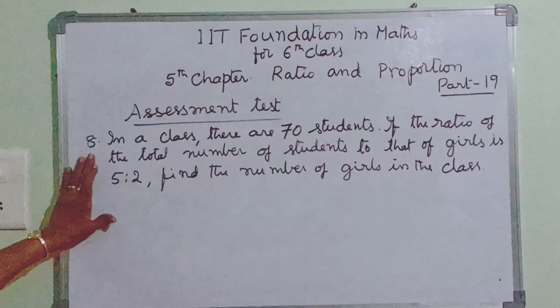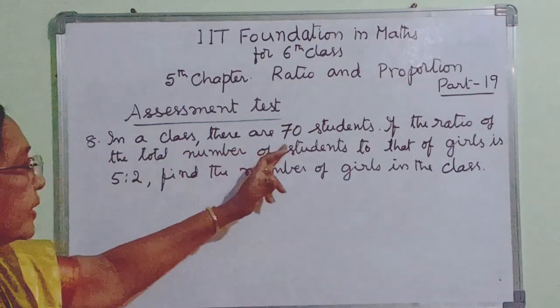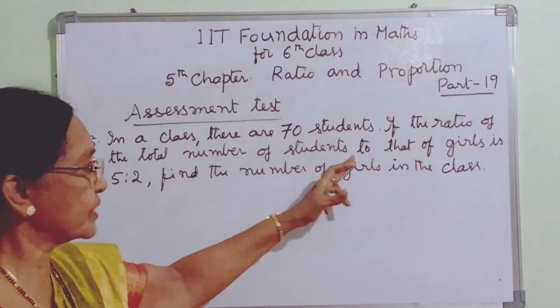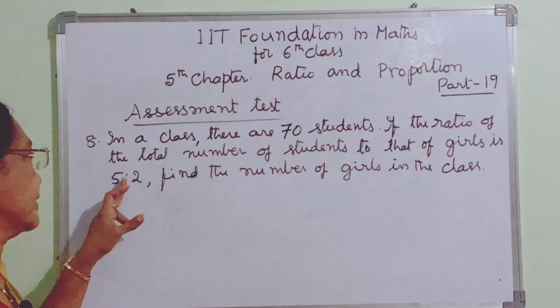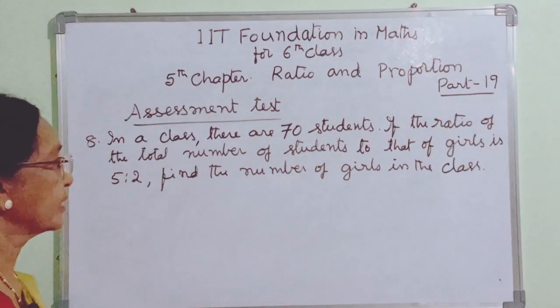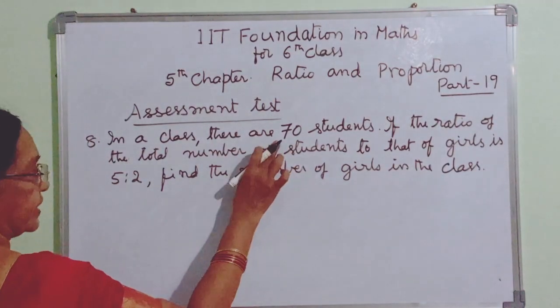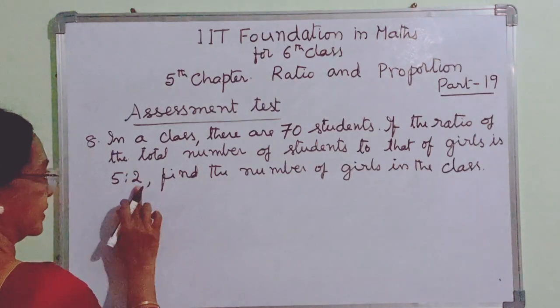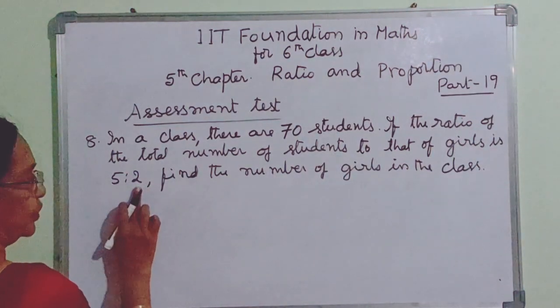So next, 8th problem. In a class, there are 70 students. If the ratio of the total number of students to that of the girls is 5 is to 2, find the number of girls in the class. So total number of students 70. The ratio of the total number of students to the girls is 5 is to 2.